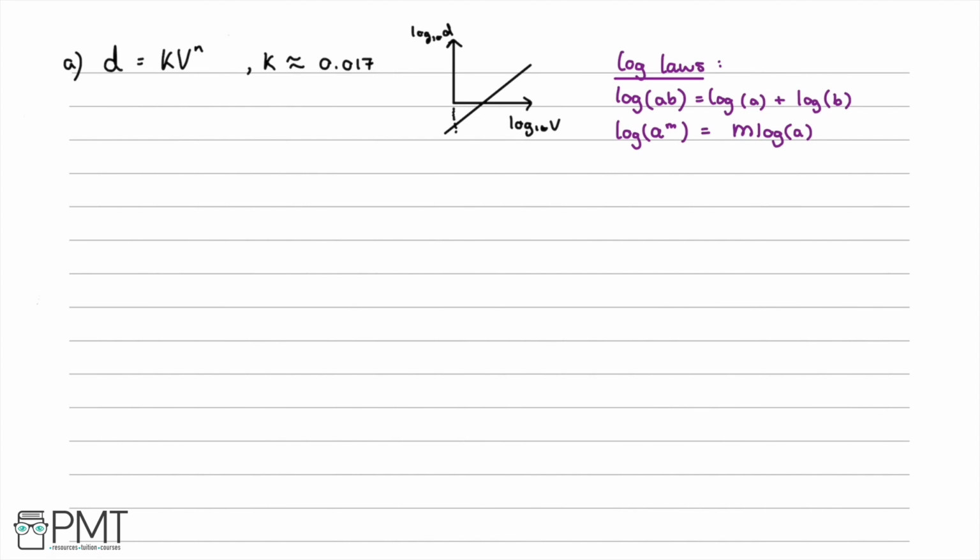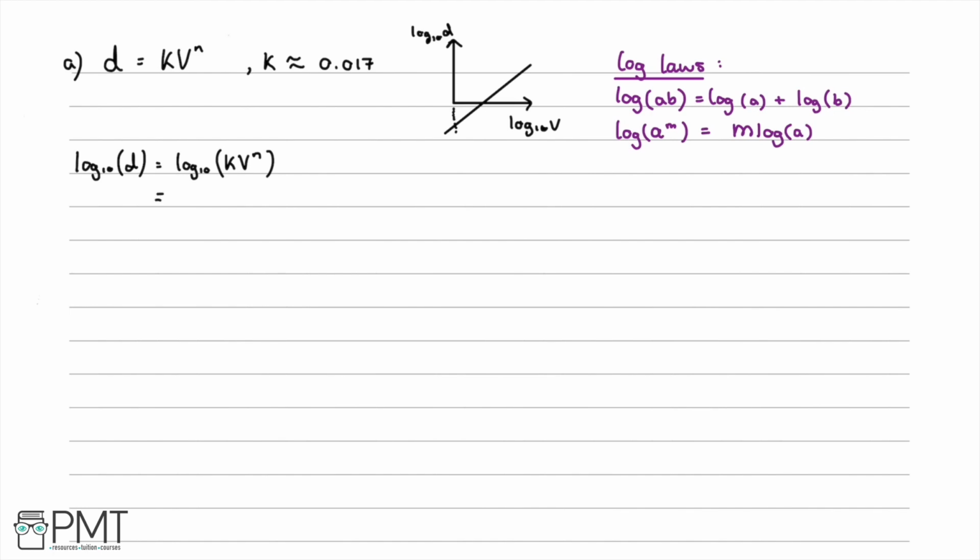So to go from this equation into a form where we can link it to the figure, which was log base 10 of d against log base 10 of v, we're going to take logs of both sides. So that means we'll have log base 10 of d is going to be equal to log base 10 of k v to the power of n. We know our log laws, and we can use log law number 1 here, where a is equal to k and b is equal to v to the power of n.